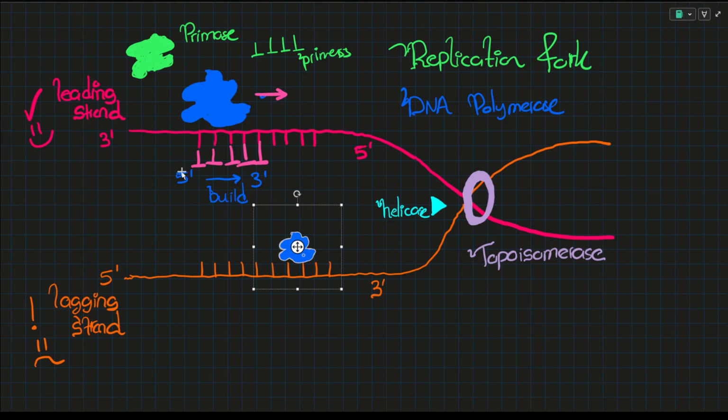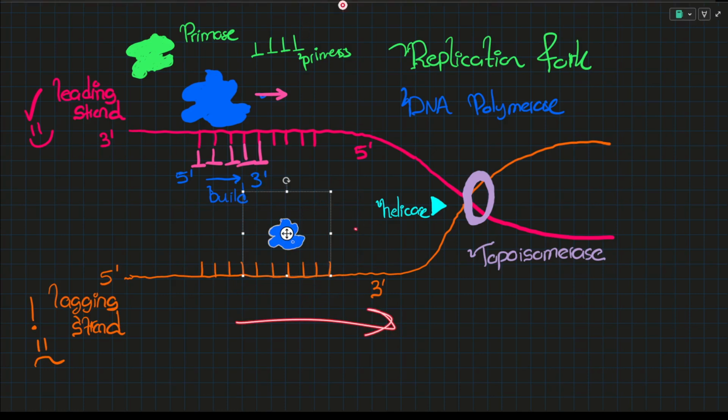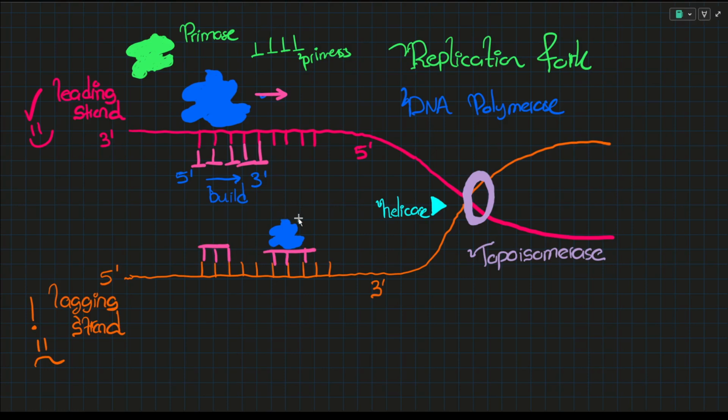Because you see, he's only capable of building in the 5' to the 3' direction. He can't go the other way. He's not capable of adding nucleotides in that manner. He's only capable of adding nucleotides in the opposite manner. So he has to go a little bit this way and then jump. Then, because you see the strand is moving forward, he's only going to be capable of adding a few nucleotides every single time until the strand moves forward, like so.